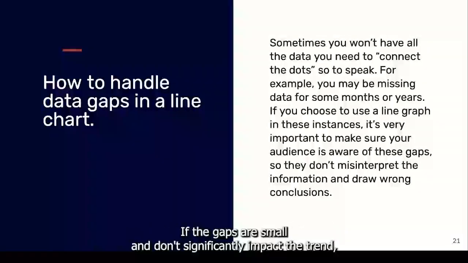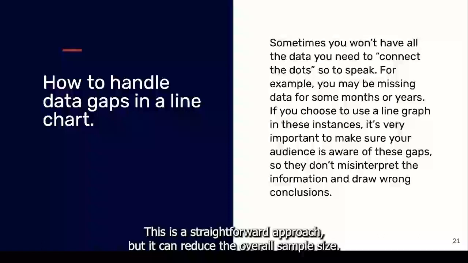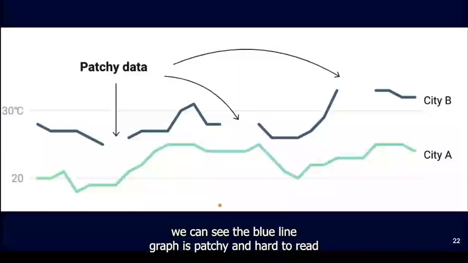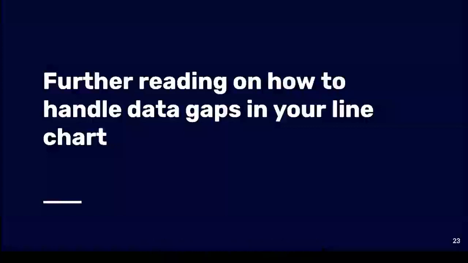If the gaps are small and don't significantly impact the trend, you can simply remove those days from your chart. This is a straightforward approach, but it can reduce the overall sample size. On screen, we can see the blue line graph is patchy and hard to read, while the green is straightforward. Further reading on how to handle data gaps in your line chart.